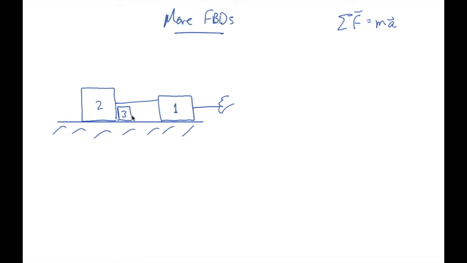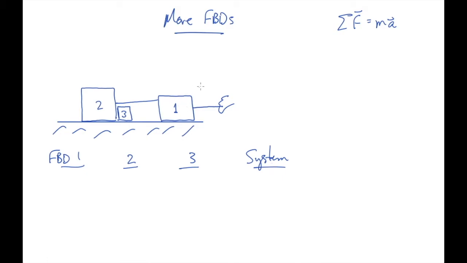All right, we need free body diagrams. I'm going to draw this time 4 free body diagrams. I'm going to draw a free body diagram for block 1, for block 2, for block 3, and then I'm going to draw one more for the whole thing as a system. So let's start drawing these. We're going to have a free body diagram of block 1, of block 2, of block 3, and then of the whole system. And then we'll write out all of the sum of forces equals ma equations.